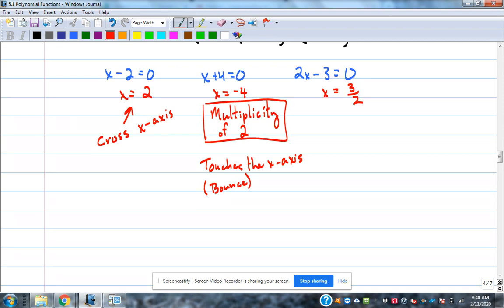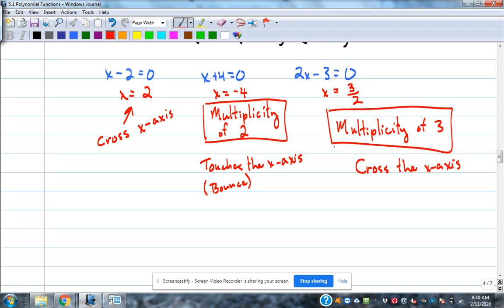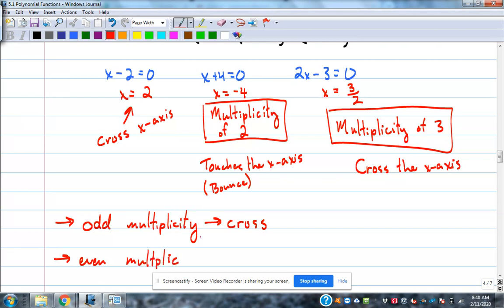That's what's happening. What's the multiplicity of 3 over 2? Multiplicity of 3. And that's going to cross the x-axis. Multiplicity of 3. What's the multiplicity of 2? 1. Okay, so the relationship is odd multiplicity, what's it going to do to the x-axis? It's going to cross. Even multiplicity, it's going to touch or bounce.